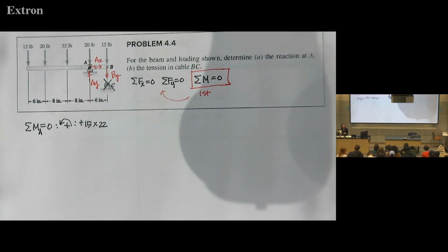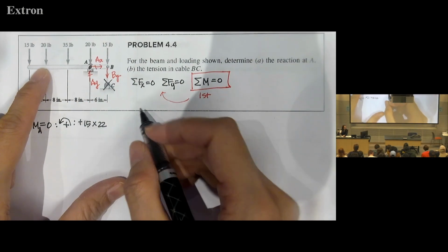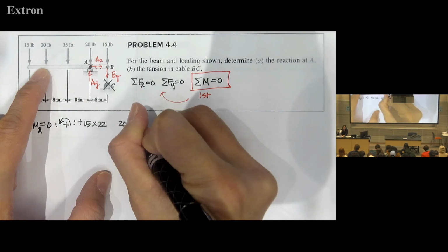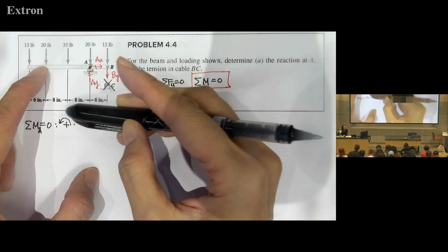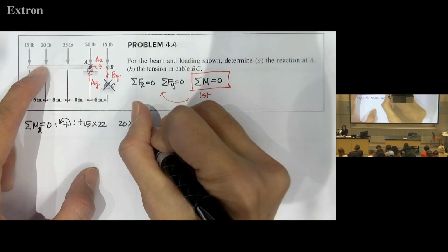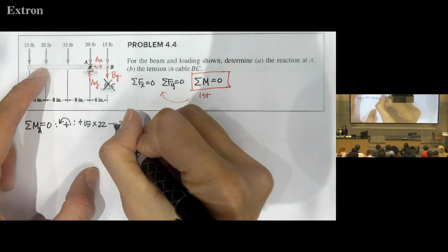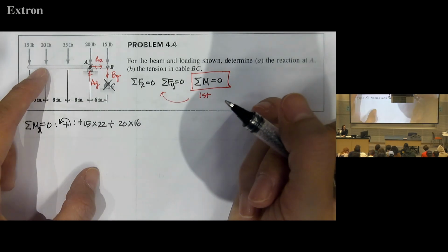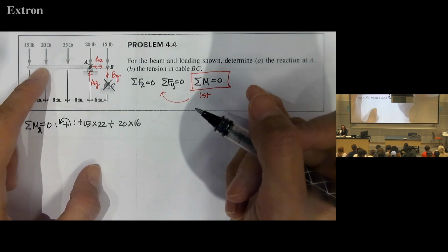So that's the tip I use. And then next one, 20. So force 20, moment arm between these two A. 8 plus 8, 16. And then same direction, and so positive, right? Okay. This is first time, so I'm taking time, but later I'll speed up.